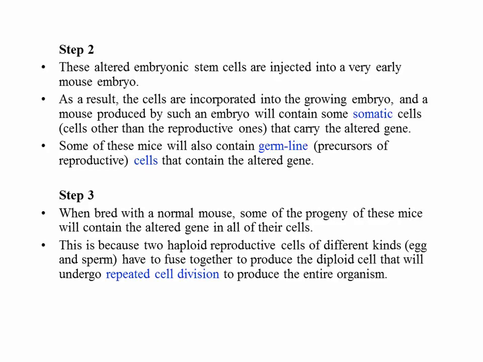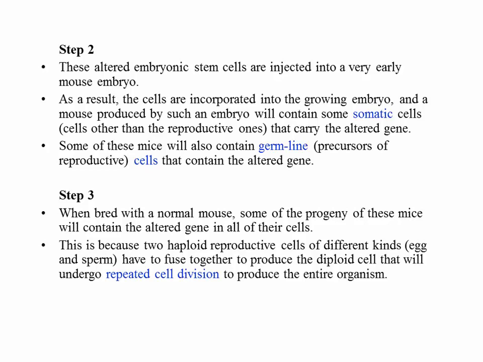Now some of these mice, again, there is stuff that is left to chance, okay, because only some of the cells will get that, and some of these mice will also contain germline cells, that is the precursors of the reproductive cells, the cells from which the egg and the sperm are produced, right. Some mice might have mutation in that. That is how it is going to get transmitted to the next generation, right. So now you'll identify mice that have these germline cells with that mutation, right. So when a mouse of this type is bred with a normal mouse, some of the progeny of these mice will contain the altered gene in all of their cells, okay.